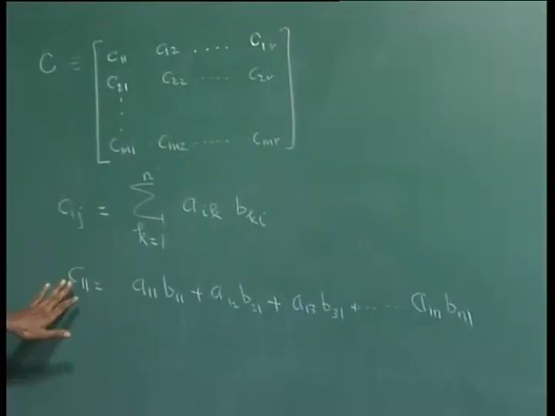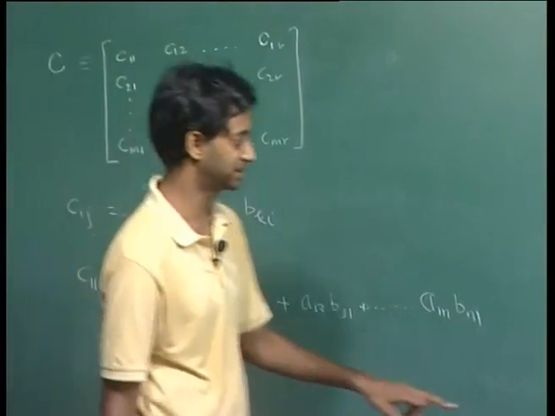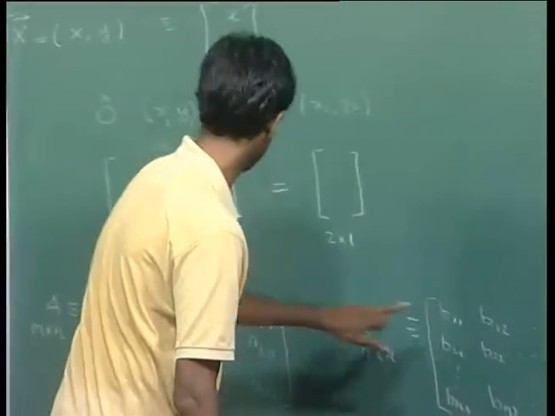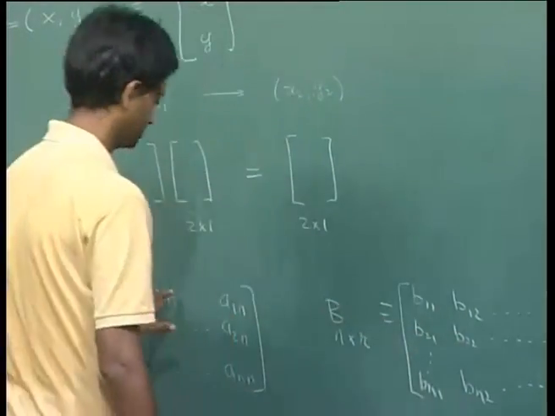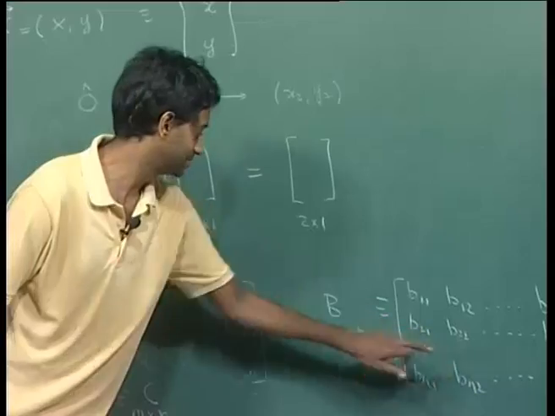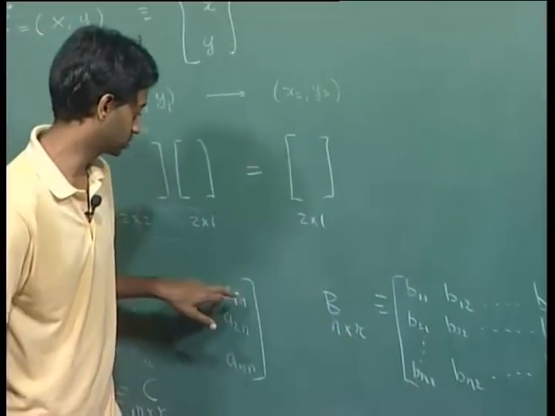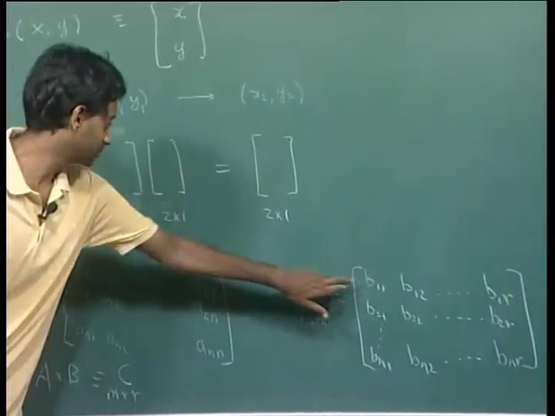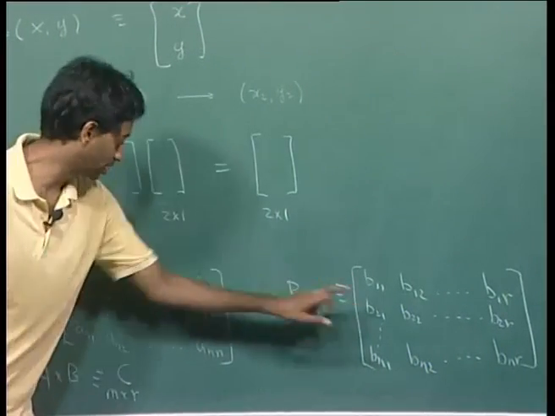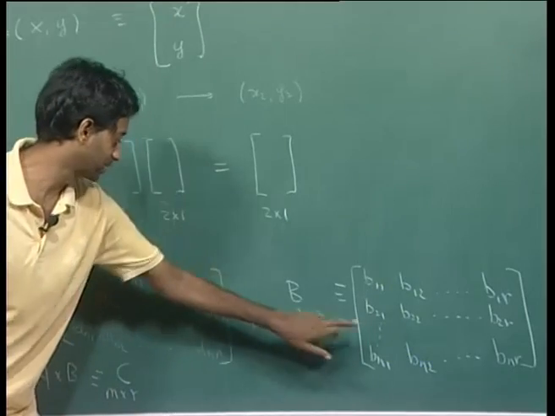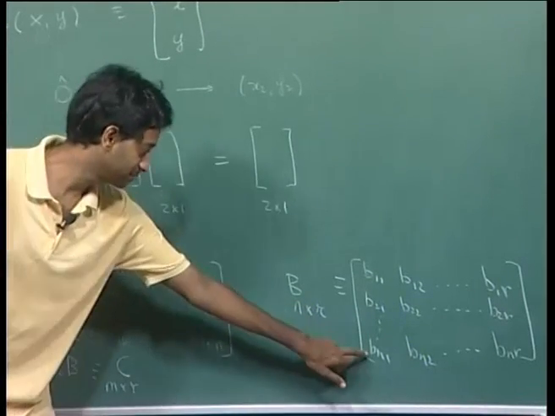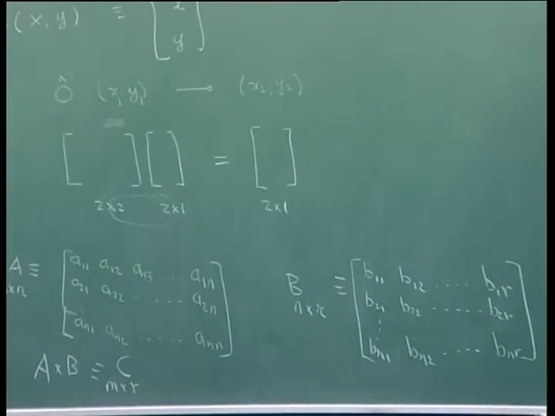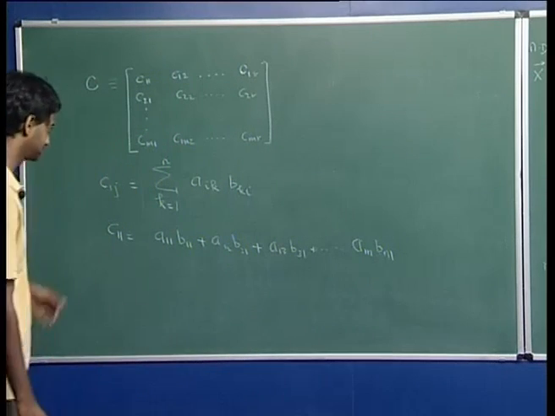Okay. So, that is how you define C 1 1. So, C 1 1 is essentially this multiplied by this plus this multiplied by this plus this element multiplied by this, and so on all the way to this element multiplying this element. So, A 1 1 B 1 1, A 1 2 B 2 1, A 1 3 B 3 1, all the way up to A 1 n B n 1. Okay. Similarly, we can write all the other elements.